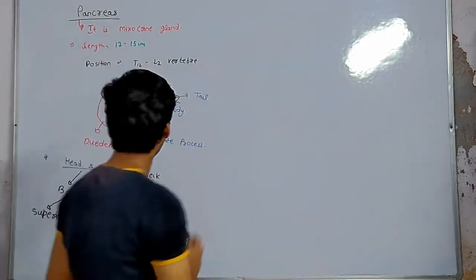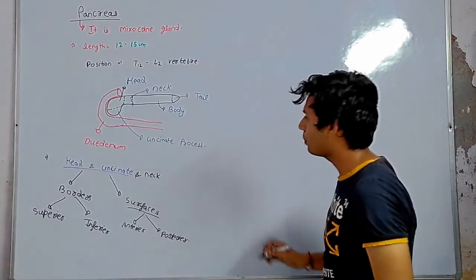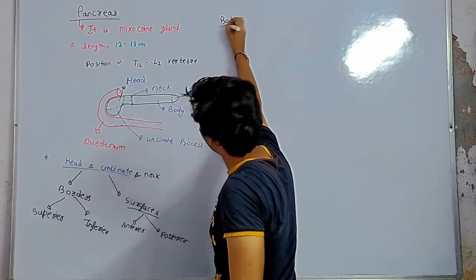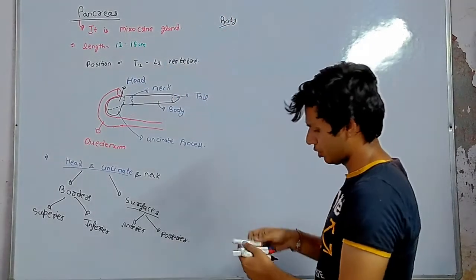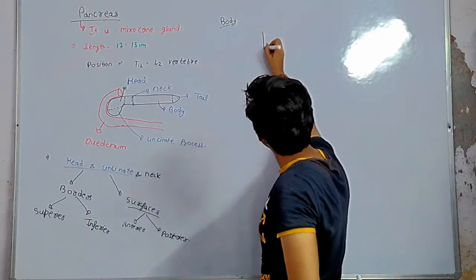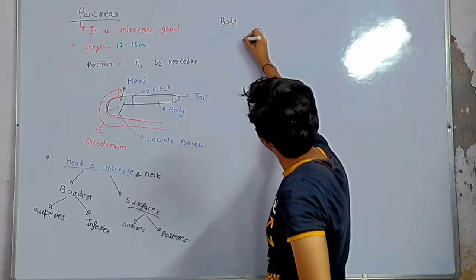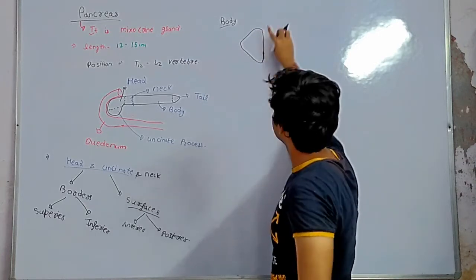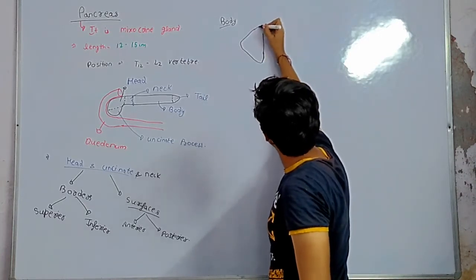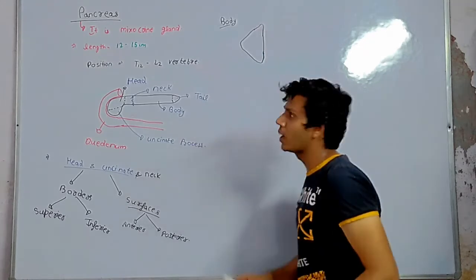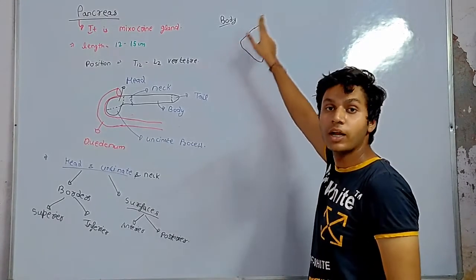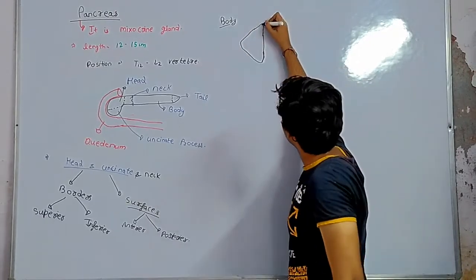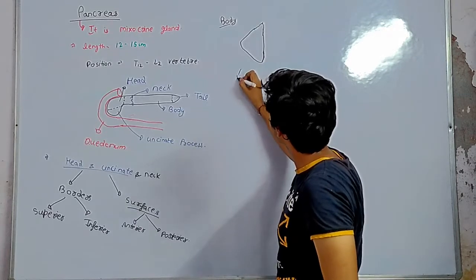Now come to the body. There are many parts in the body. The body is like this. If we cut the body, we find a triangular cross section like this. This is the body of the pancreas. It has three surfaces and three borders. Remember these.